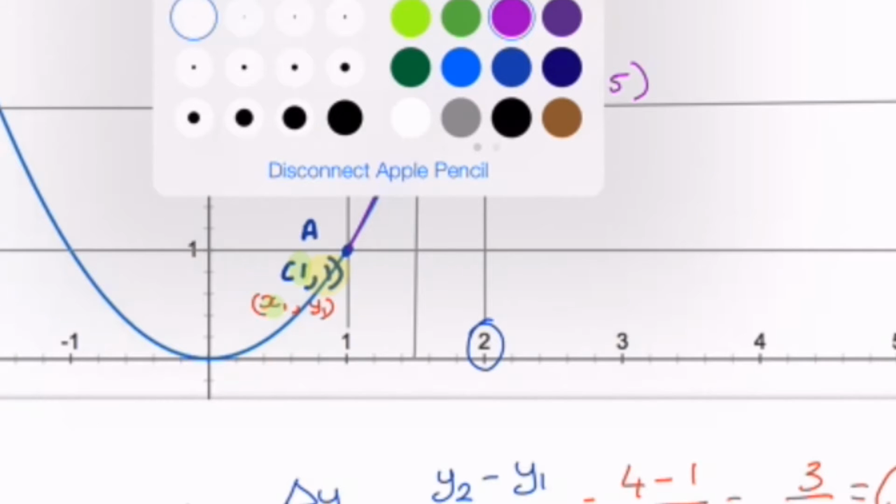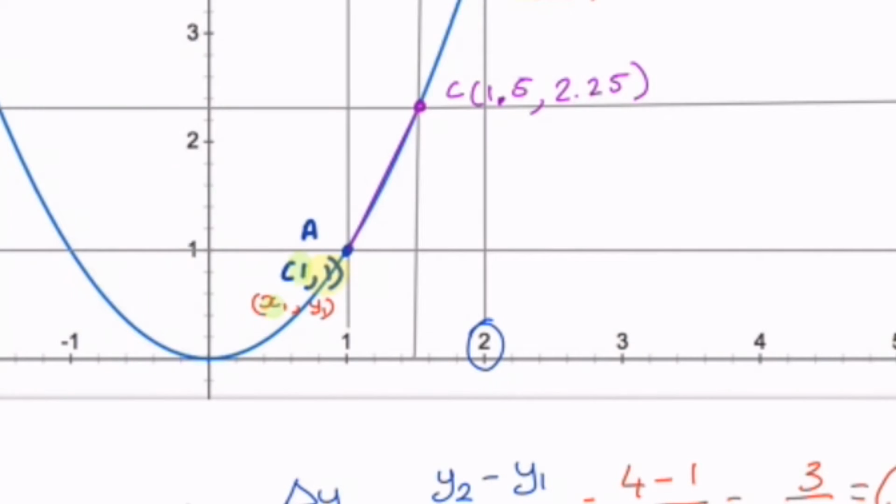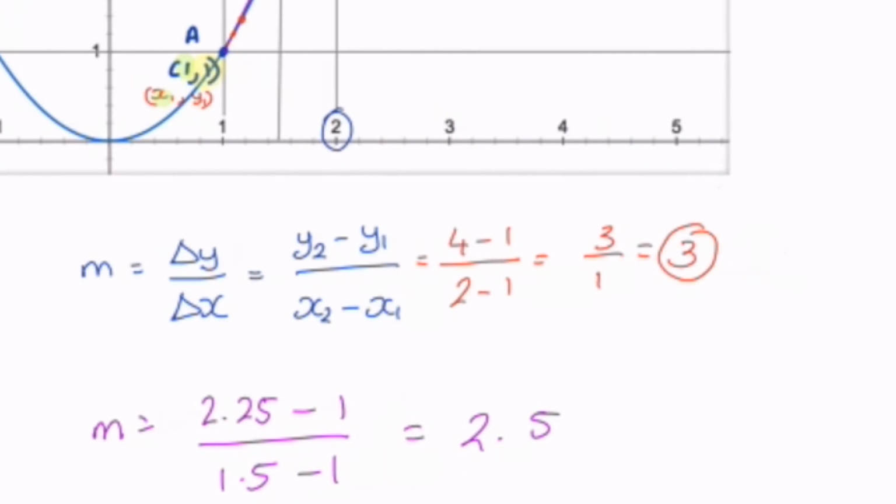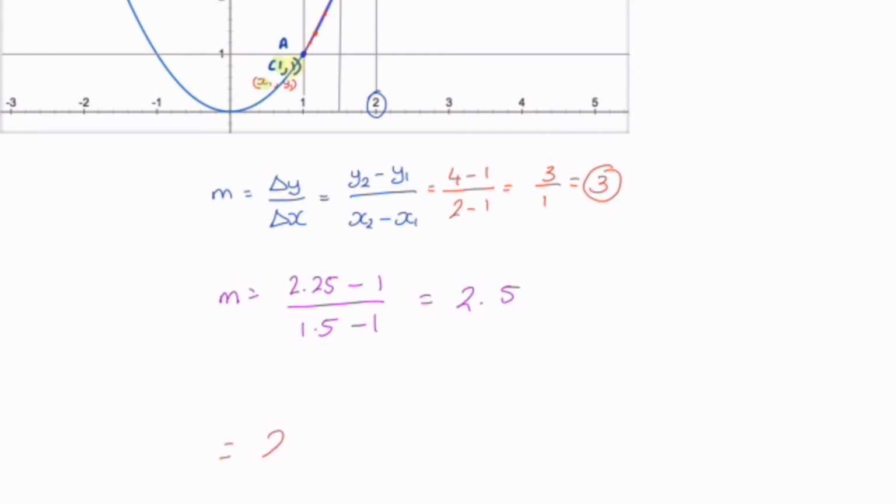Okay, and we could keep on repeating this process and getting closer and closer to A. So we're going to choose coordinates that are closer and closer to 1, 1. And if we do that, we will see the gradient tends towards 2.